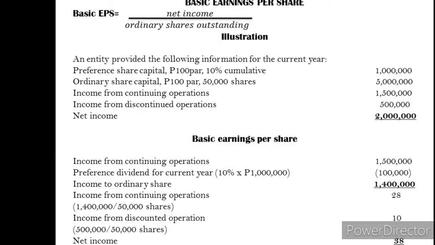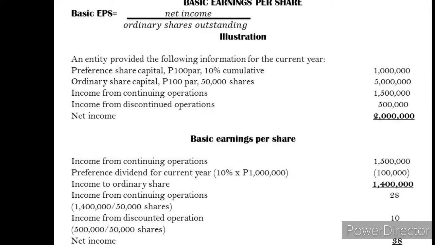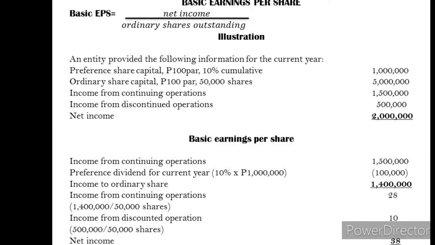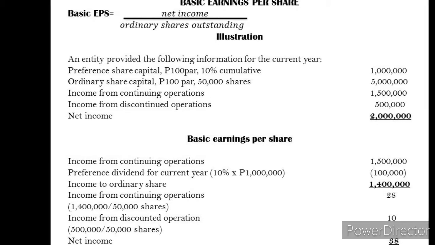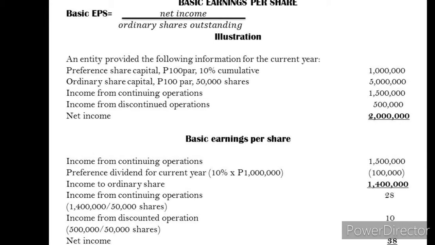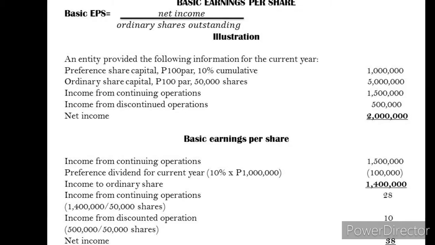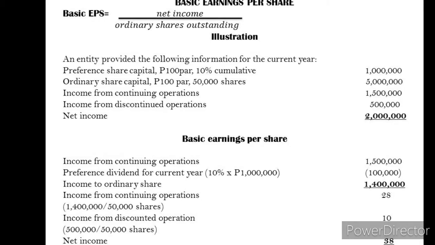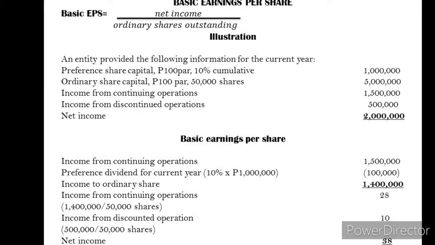Now, let's proceed on how to compute basic earnings per share. It is actually calculated by subtracting preferred dividends from net income and dividing by the weighted average common shares outstanding. The earnings per share formula looks like this.